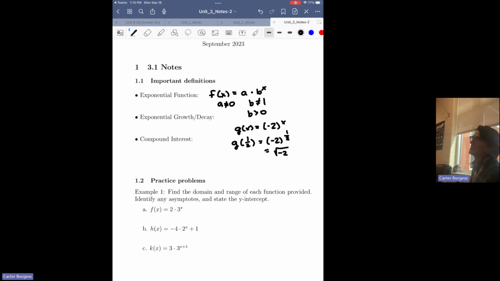If I were to have a negative base, then I would only be allowed to plug in integer values, either positive or negative whole numbers. Negative exponents wouldn't really be an issue. For instance, if I looked at g of -2 here, I'd get -2 to the power of -2. What does raising something to a negative power do? It takes the reciprocal, so this would be 1 over -2 squared, which is just 1 over 4.